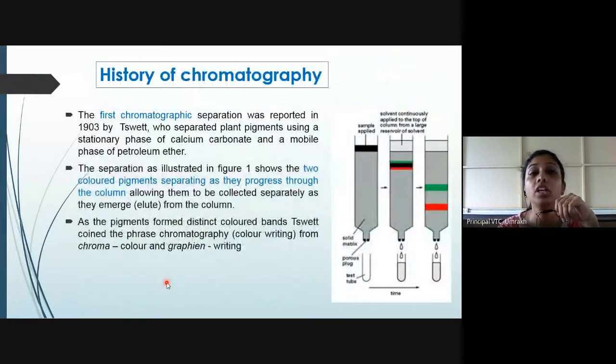Now, the history of chromatography. How did chromatography start, how did it come into existence? The first chromatographic separation was reported in 1903 by Tswett, who separated plant pigments using a stationary phase made of calcium carbonate, and he used a mobile phase of petroleum ether.